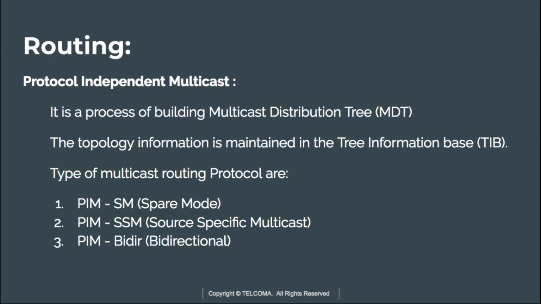And the last one is PIM bidirectional. This is used when all members of the group can act as a source as well as a receiver or listener. The devices present in a multicast group can act as a source and they can also act as a listener in the network. So this is all about routing in IPv6.